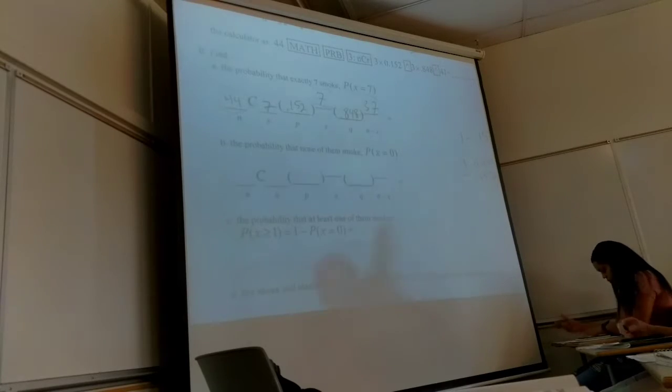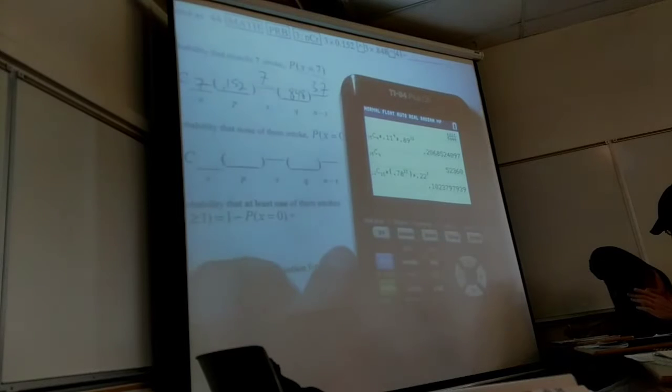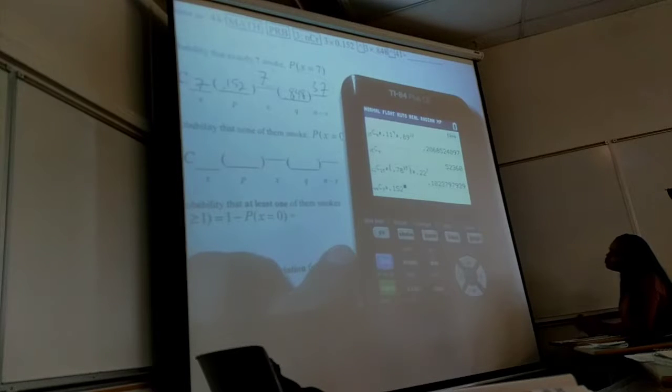And let's see, when you plug all that in the calculator, what does it look like? 44 choose 7, times 0.152 to the 7, times 0.848 to the 37. Wow, thank you.